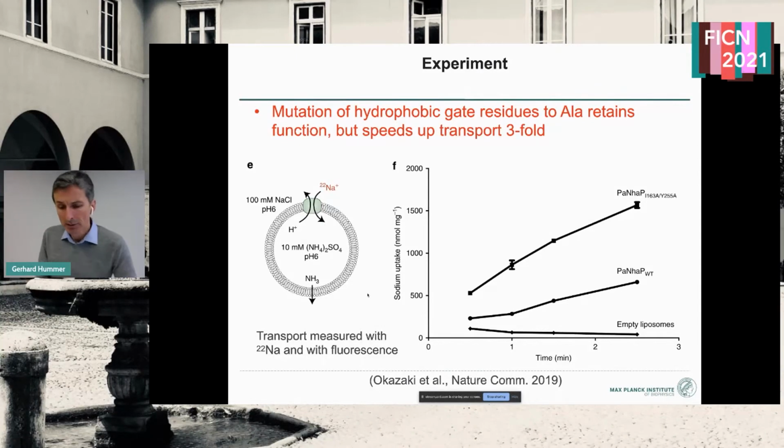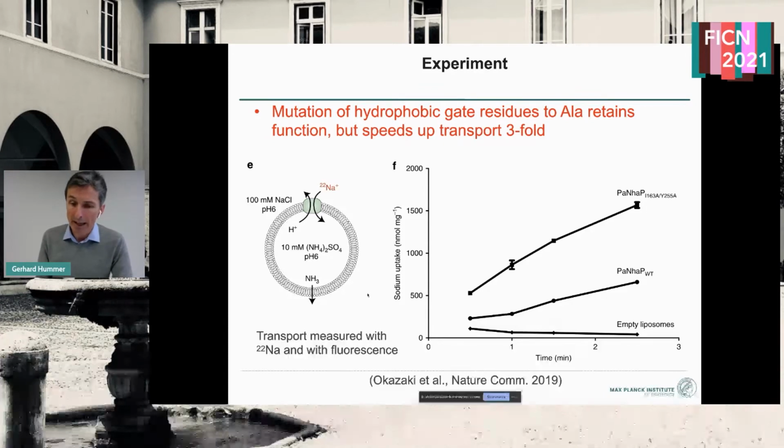So now back to these hydrophobic gates, and they're not just important for the mechanism of the transport, but they have direct impact on the transport rate. And this was shown by our experimental collaborators in the Kühlbrandt lab, by David Wöhlert and Özkan Yildiz. And what they found is that mutations of the gate residues to alanine retain the function, so this is a perfectly functioning transporter, but actually the transport speeds up.